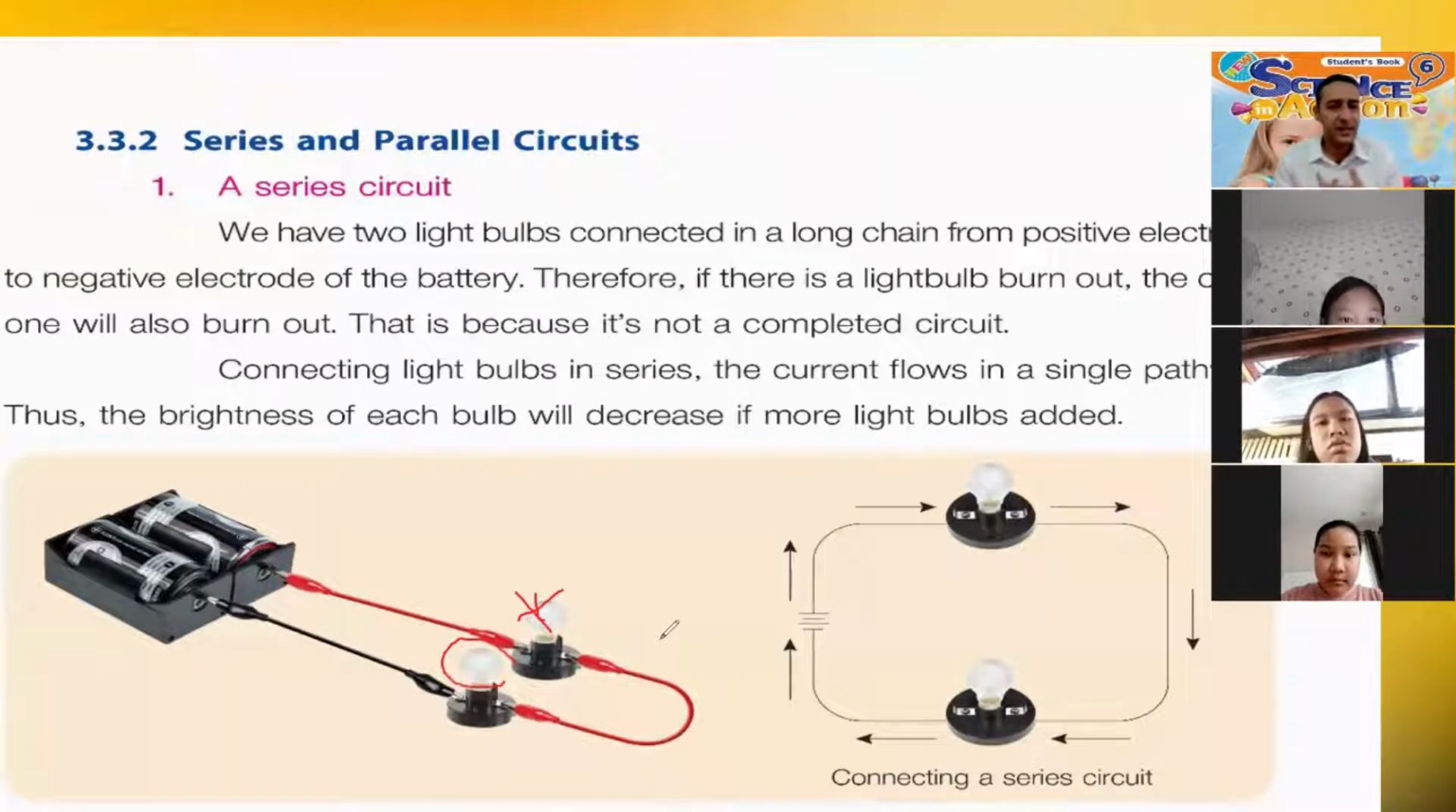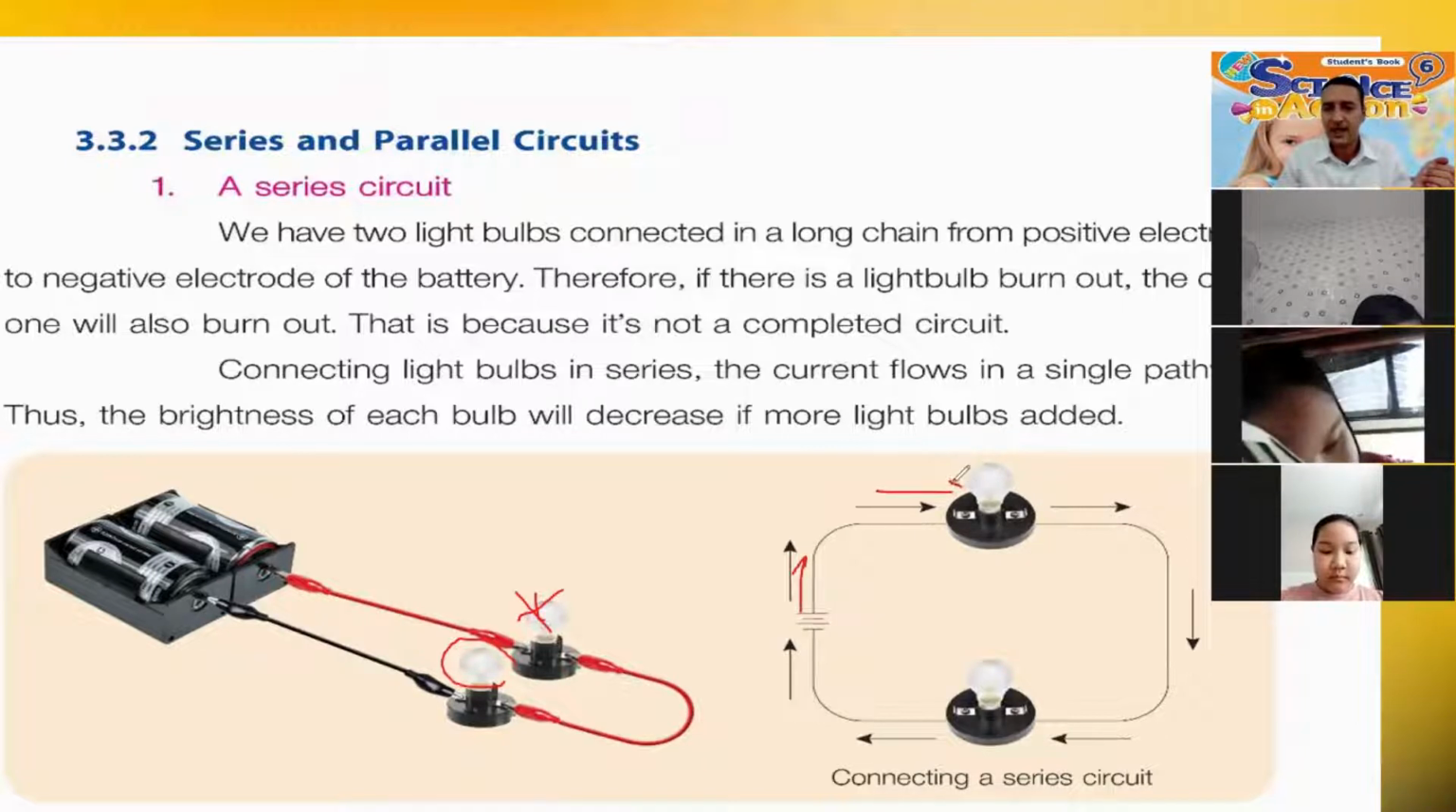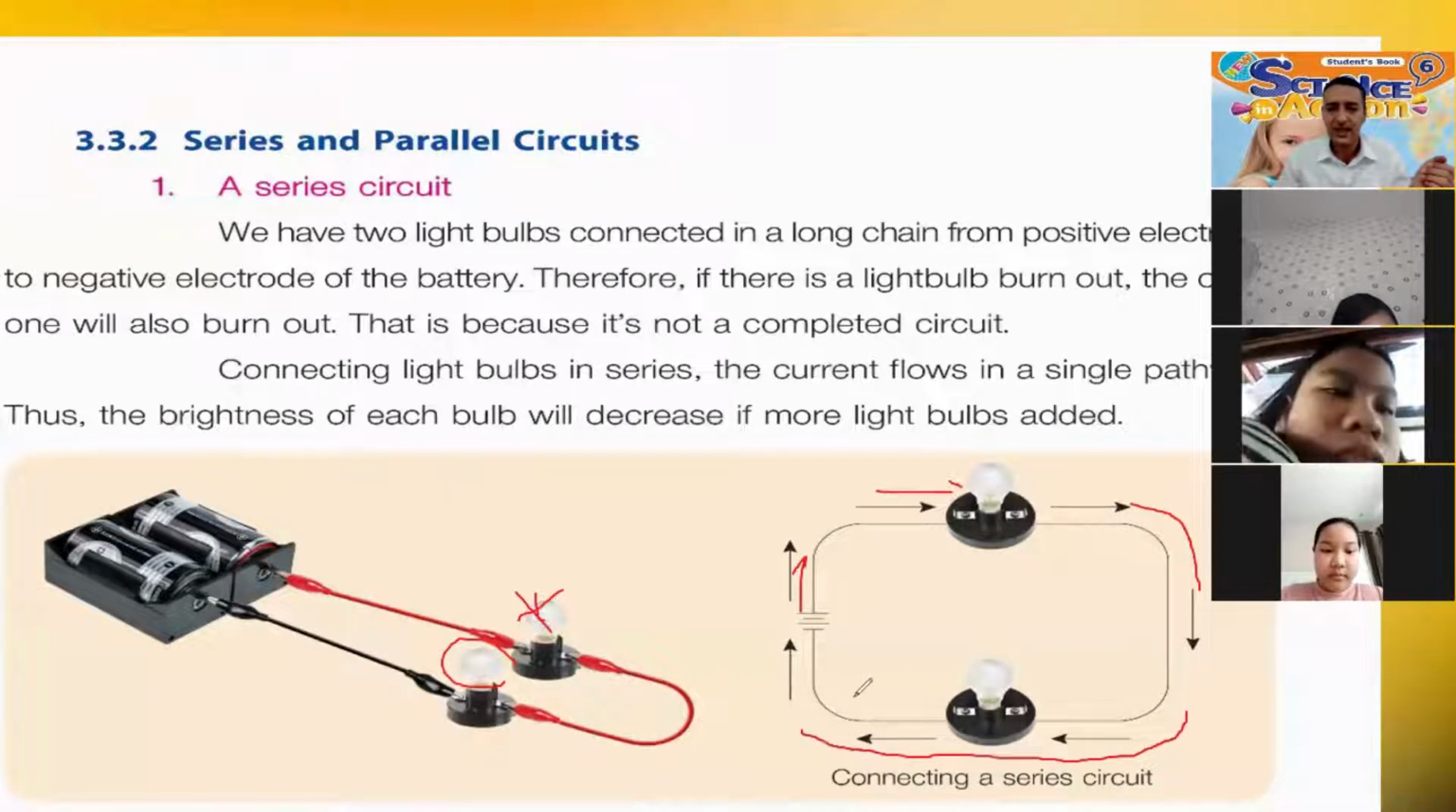So when connecting light bulbs in series, the current flows in a single pathway. Here you can see the diagram is given to you. This is what we call a single pathway. From the positive electrode, the current flows to the first bulb, and the flow continues again. So this series is a single pathway. There is no other pathway.